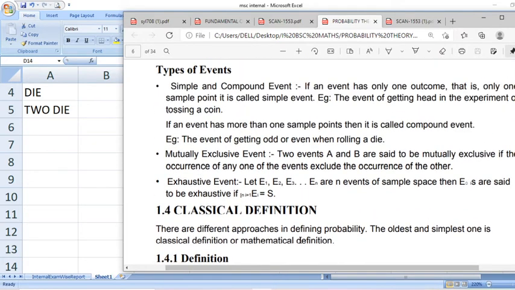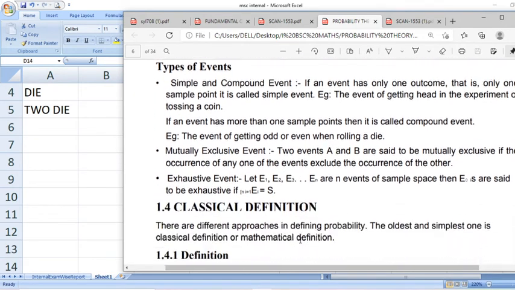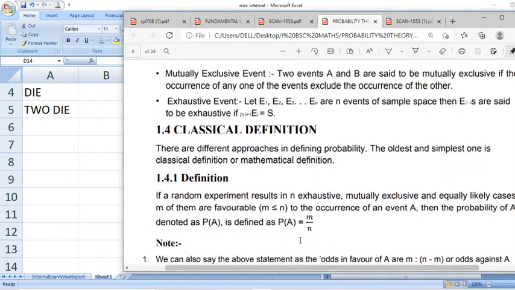Okay, so I think this is sufficient for today's discussion, and tomorrow we will discuss the probability concept.